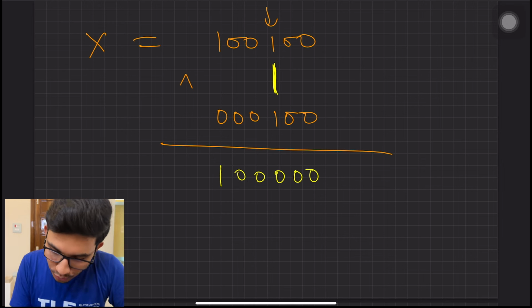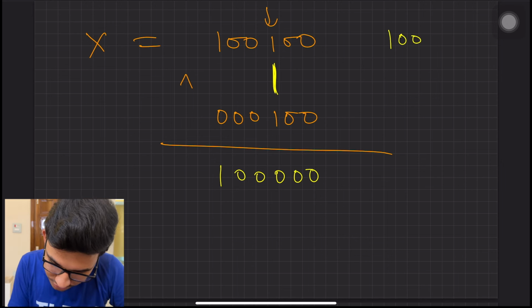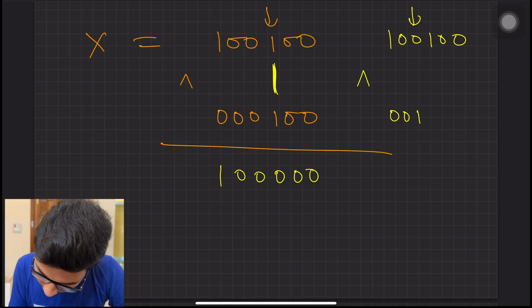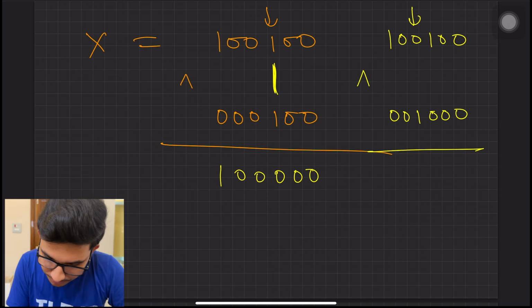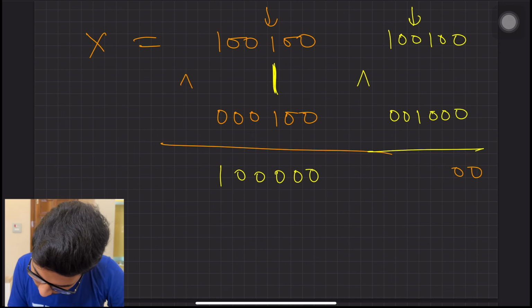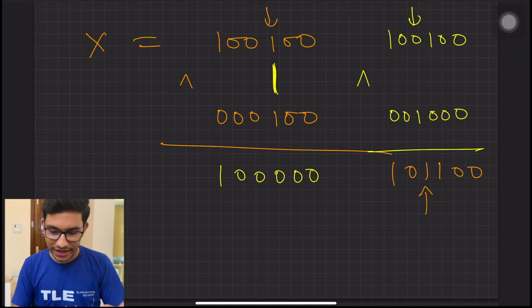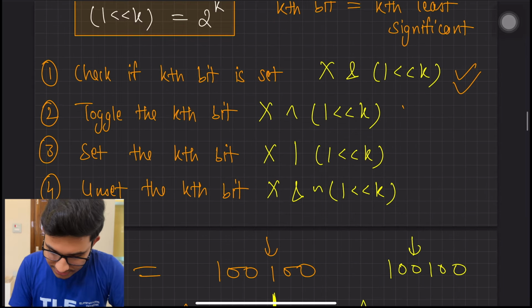Okay. Similarly, if you want to look at another example, let's suppose you want to toggle this bit. So you can take the XOR with 0, 0, 1, 0, 0, 0. And this number will come out to be 0, 0, 1, 1, 0, 1. Clearly, this bit has been toggled, right? So this is like taking XOR and toggling the kth bit. So this works like this.